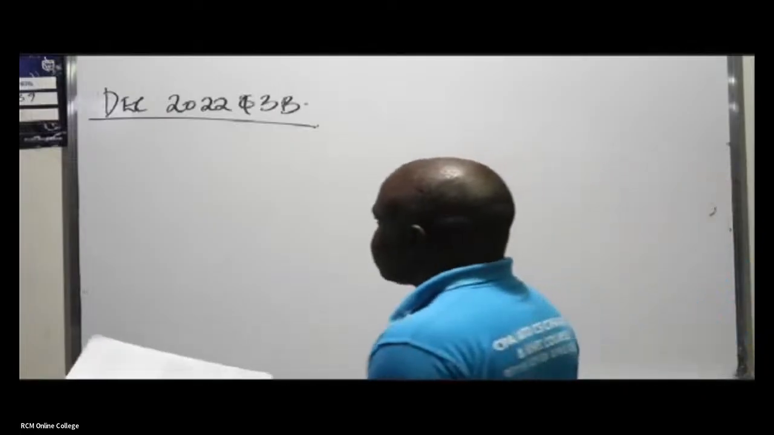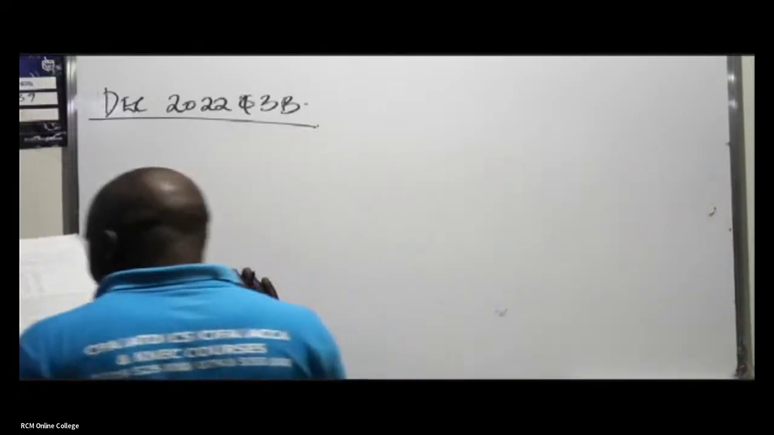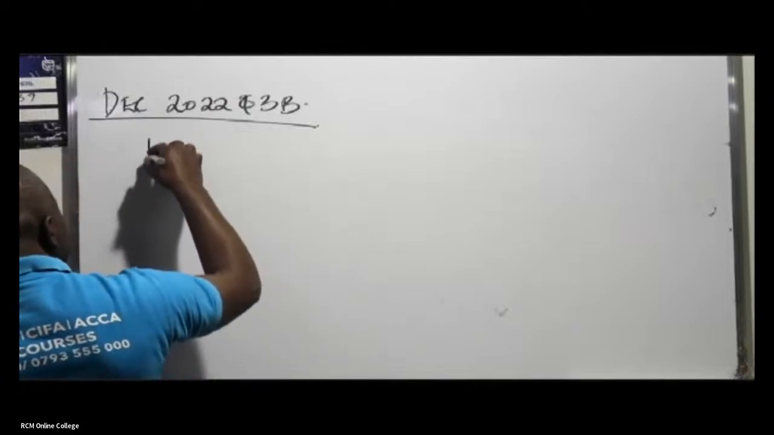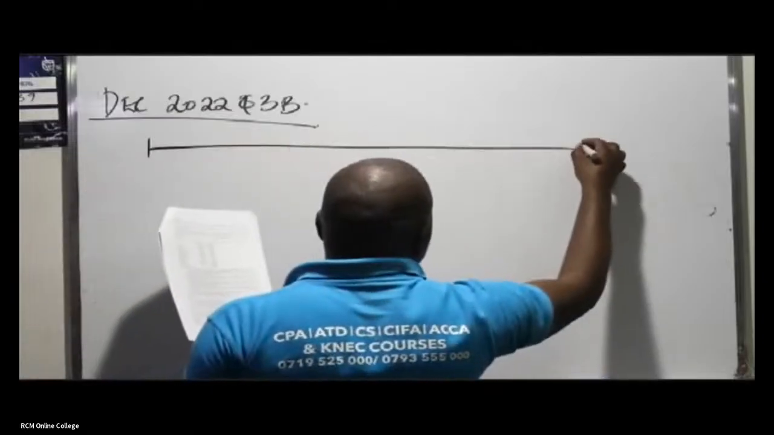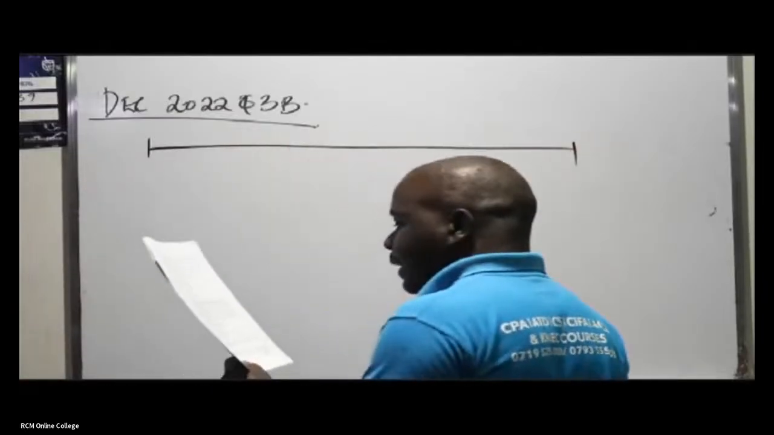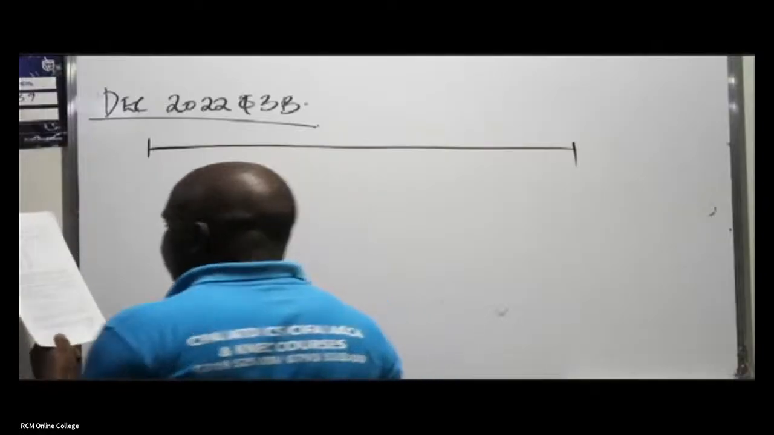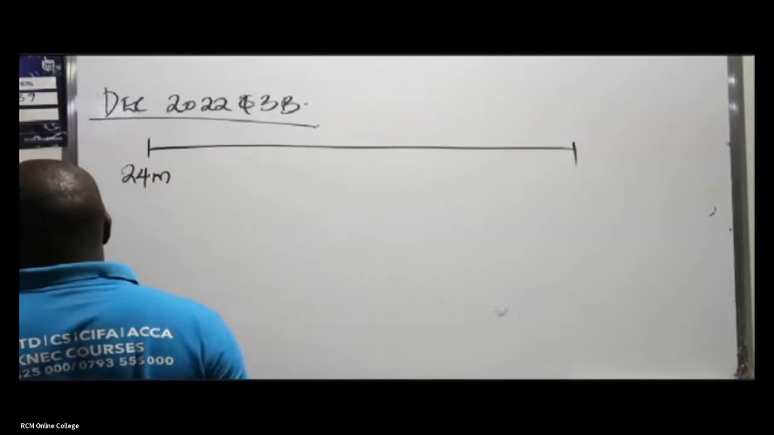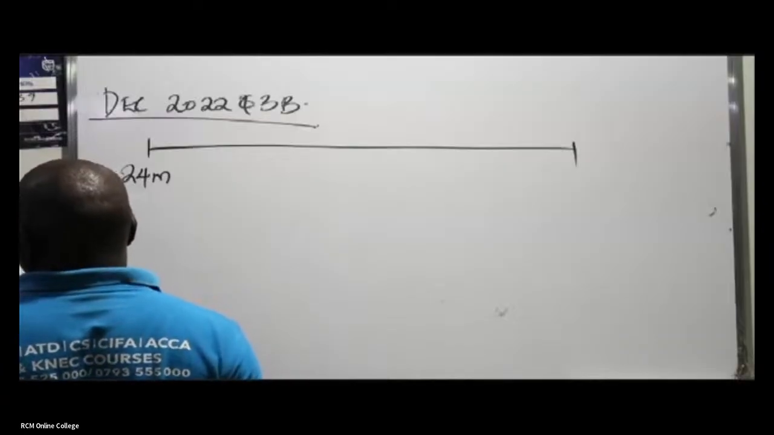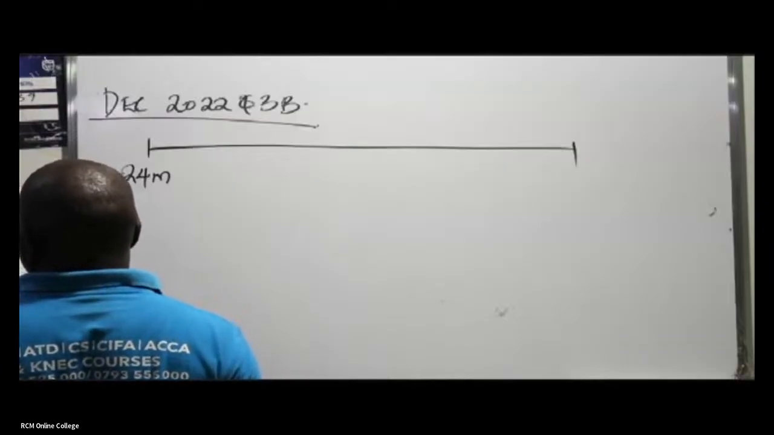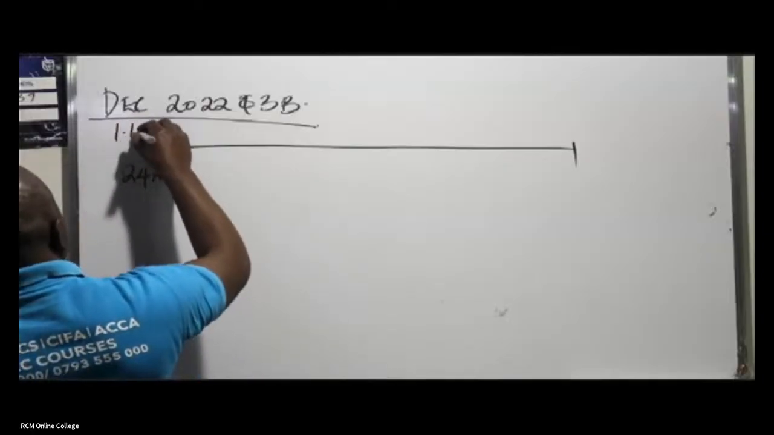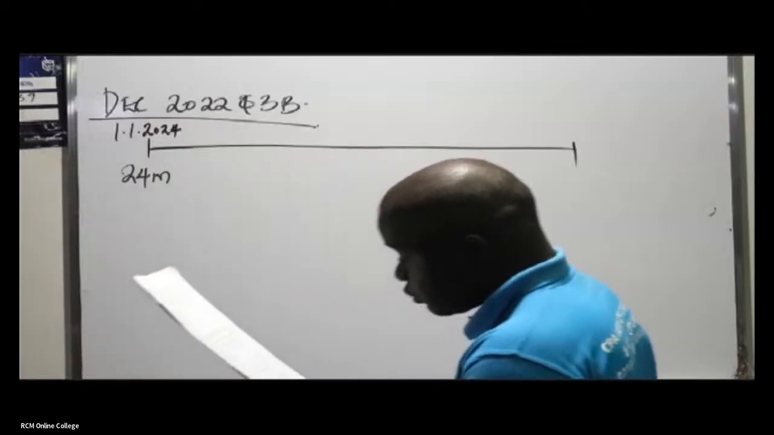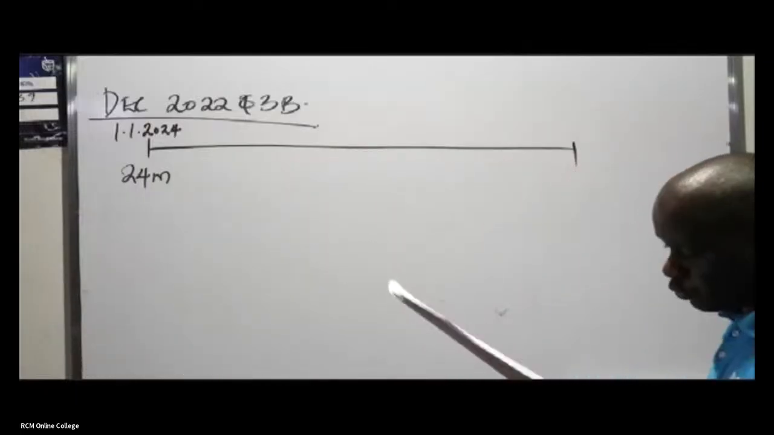Let's assume we don't confuse ourselves with a lot of mathematics, but you have to be very keen. Ezra, you must be very keen. You've been told that they borrowed 24 million at 10% on 1st of January 2021. That was to finance the construction of a new factory.